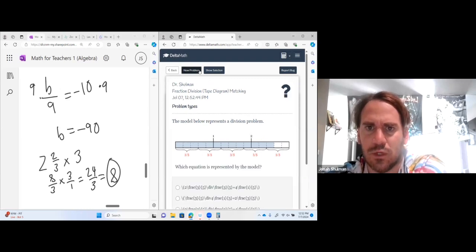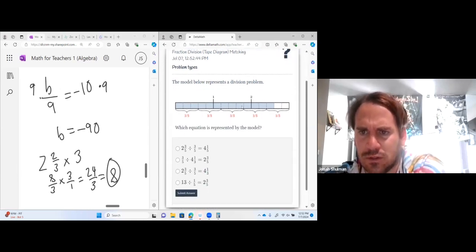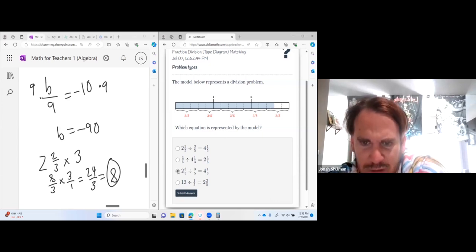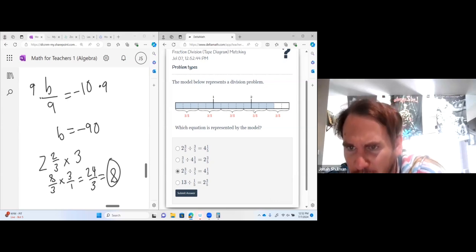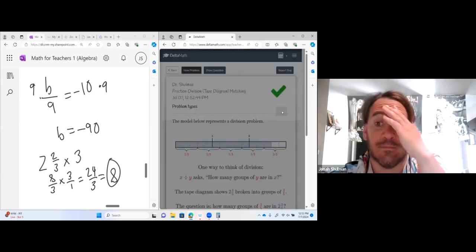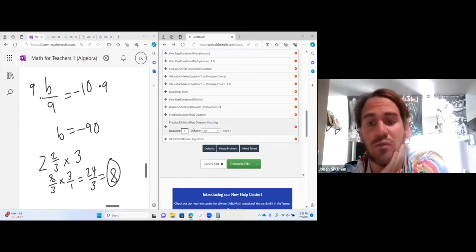Might as well do one more. All right, so now it's 2 3/5 divided by 3/5 equals 1, 2, 3, 4 1/3. Yeah, there it is. All right, and here's the last one.